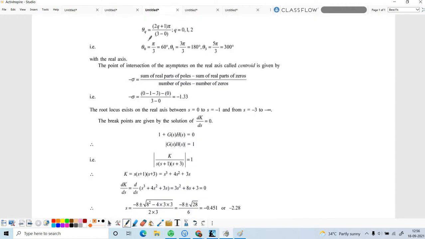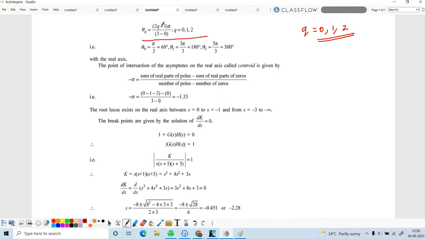See, this is the asymptote angle. The equation is theta q equals (2q plus 1) pi divided by (3 minus 0). 3 minus 0 means number of poles minus number of zeros. Q value is equal to 0, 1, 2. This is 3 minus 0, the total number is 3, no? It starts from 0, so the Q value is 0, 1 and 2.